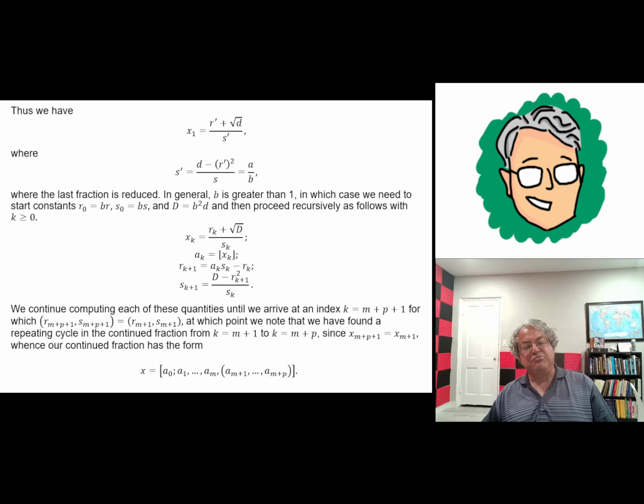Eventually, we're going to get a repetition. We're going to get a value k such that r sub m plus p plus 1 comma s sub m plus p plus 1 is the same as r sub m plus 1 comma s sub m plus 1. And that's when we know that our continued fraction has started repeating. And so the pre-period is going to be m, the way I define things, and the period is going to be p. So anyway, it's probably better to see this in action.